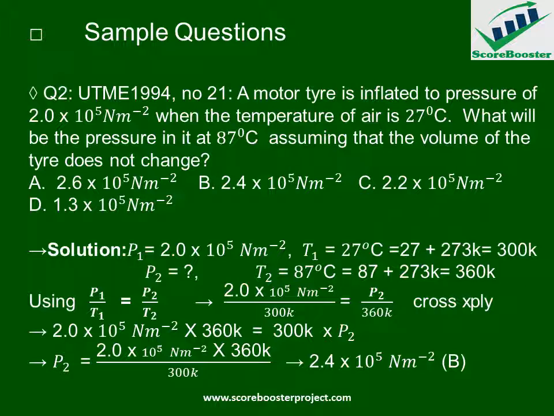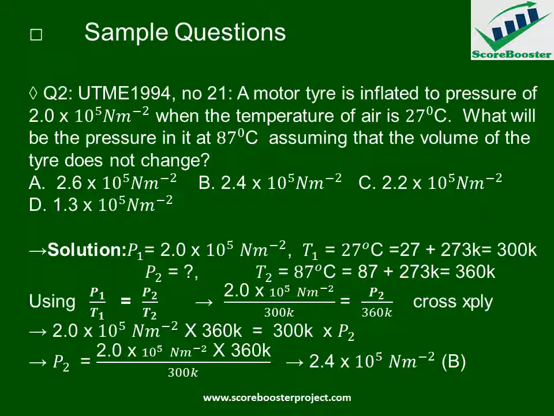Then we are given also the initial temperature to be 27 degrees Celsius, which is equivalent to 300 Kelvin. The final pressure P2 is not given, while the final temperature is given to be 87 degrees Celsius, and that will be converted to Kelvin by adding 273, leading us to 360 Kelvin. Therefore, our initial temperature is 300 Kelvin, while the final temperature is 360 Kelvin.